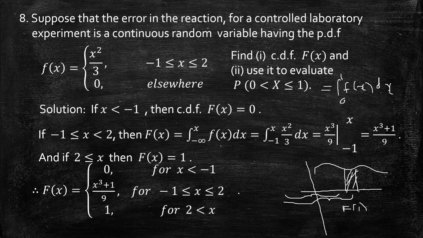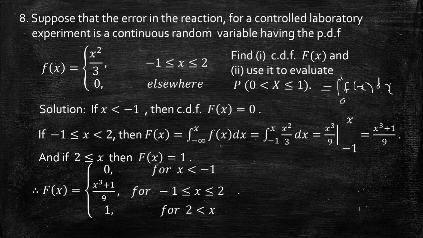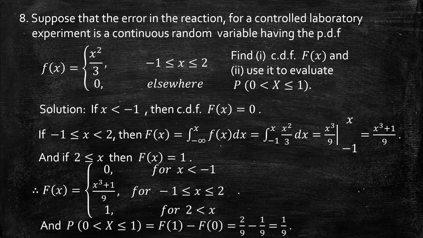I have just explained it. So now one can go for finding the probability of 0 less than x less than or equal to 1 by using the CDF which we just obtained. Which is nothing but F of 1 minus F of 0. F of 1: 1 comes in this range, so that is (x cube plus 1) by 9, which means (1 plus 1) by 9, that is 2 by 9, minus F of 0, that also in this interval minus 1 to 2. The CDF is defined as (x cube plus 1) by 9, just substitute x equal to 0, that is 1 by 9. So 2 by 9 minus 1 by 9 is 1 by 9.